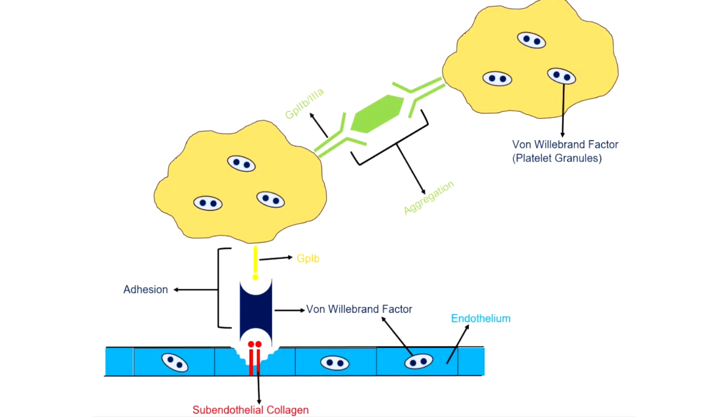Let's revisit this illustration again. As we already mentioned on the previous slide, ADP upregulates GP2B3A on the platelet surface.